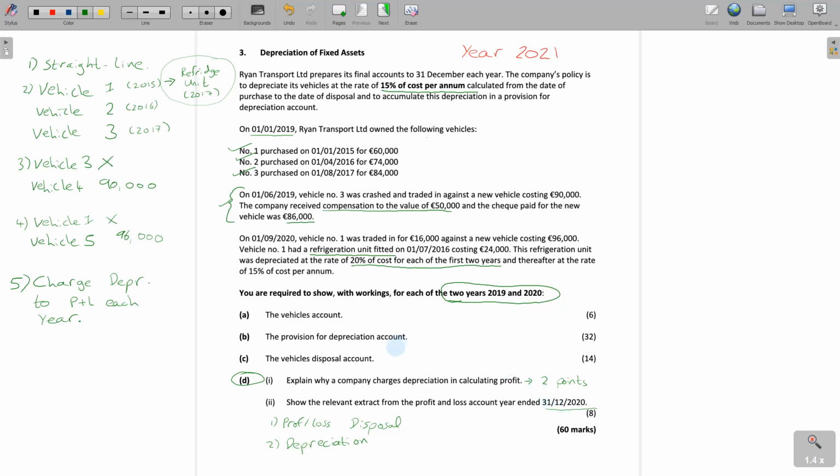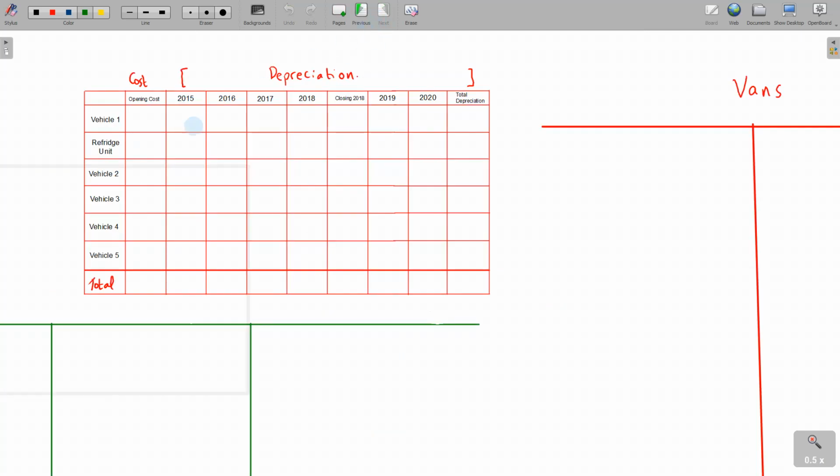So that's an overview of the question. So now we'll look at the table that I already created that takes into account all of the information we got. So here is our table. What we see is we always have the opening costs. You can see that there. So the first column is cost. Everything else then is associated with depreciation, so it's always negative figures. You can see our vehicle 1 right next to the refrigeration unit. We don't necessarily care when it was bought, but we just put them together because obviously if the refrigerating unit is on vehicle 1, it's just easier to keep them together.